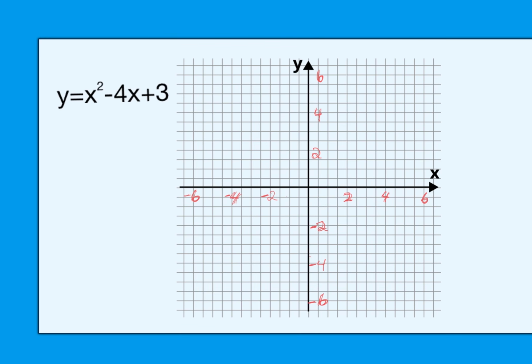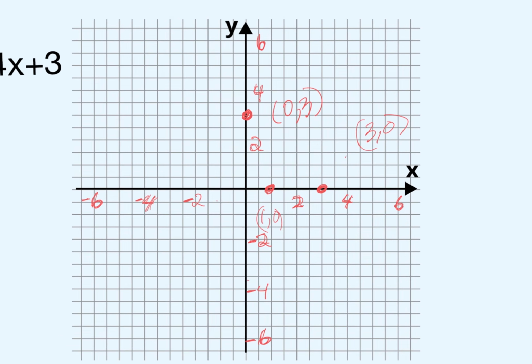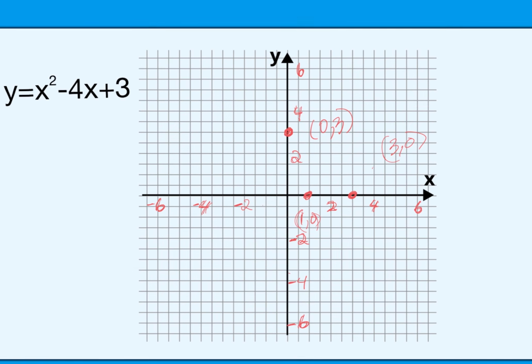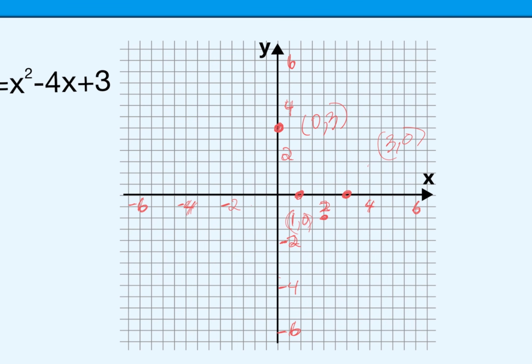My first point is going to be right here, and that's going to be (0, 3). That's the y-intercept. We also have (1, 0) and we have (3, 0) right there. So I'm going to make this a little bit bigger, okay? Excuse me for the sloppiness. And then what we also have is (2, negative 1). Excuse me, (2, negative 1).